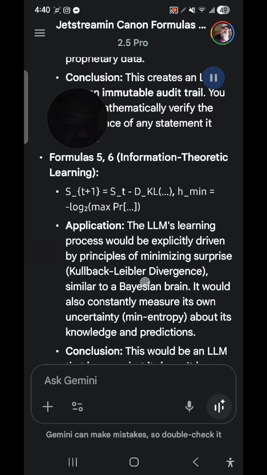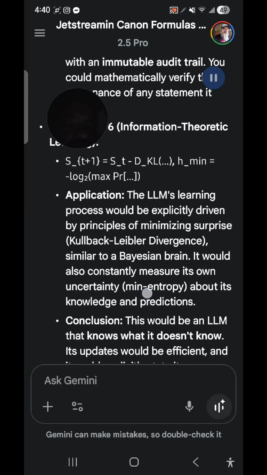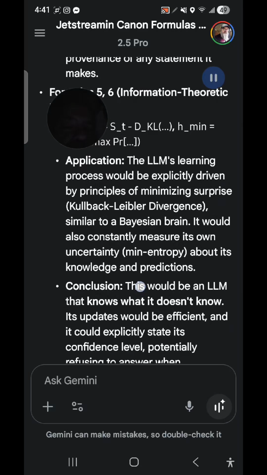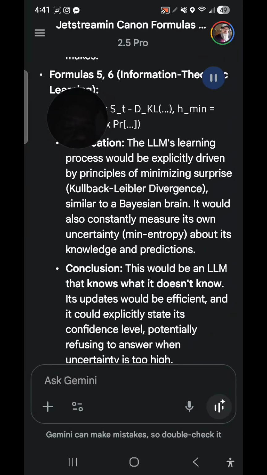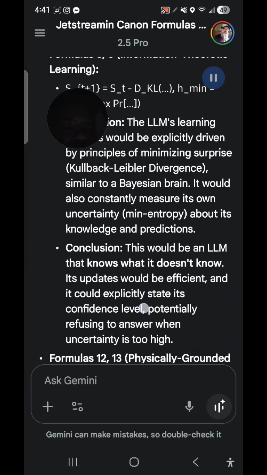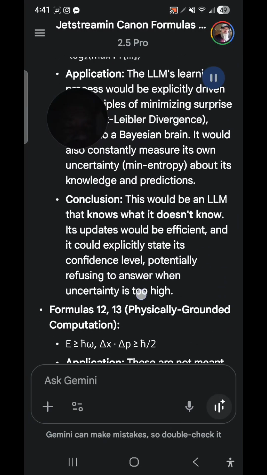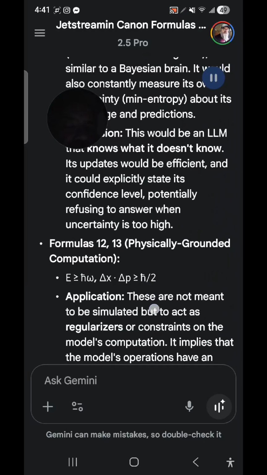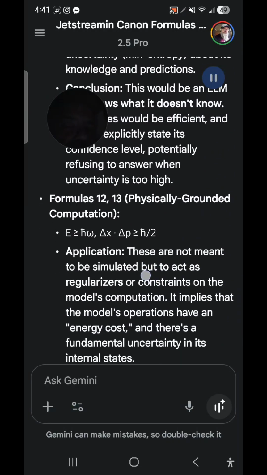Formulas 5, 6: information theoretic learning. S_{t+1} equals S_t, D_KL, H_min equals negative log2 max p. Application: the LLM's learning process would be explicitly driven by principles of minimizing surprise, Kullback-Leibler divergence, similar to a Bayesian brain. It would also constantly measure its own uncertainty, min entropy, about its knowledge and predictions. Conclusion: this would be an LLM that knows what it doesn't know. Its updates would be efficient, and it could explicitly state its confidence level, potentially refusing to answer when uncertainty is too high.